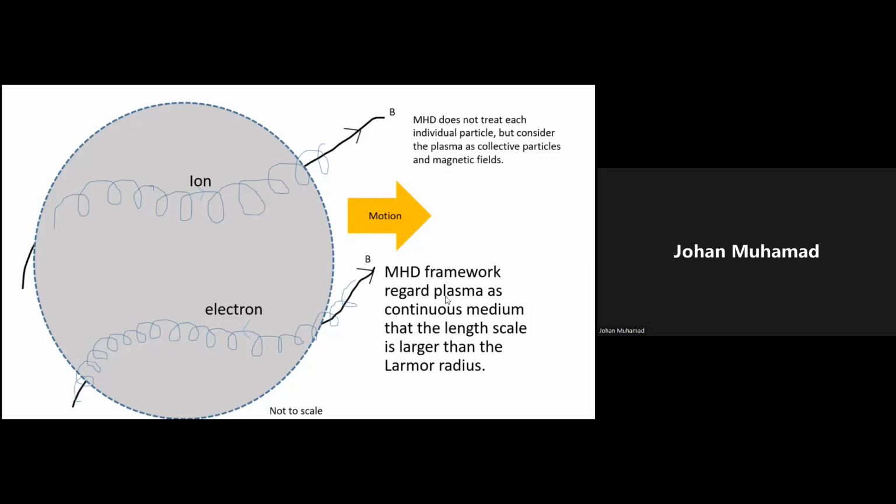The MHD framework regards plasma as a continuous medium, where the length scale is larger than the Larmor radius. So it's very important to understand, first, that the length scale of our subject of interest is much larger than the Debye length, and second, that the length scale is larger than the Larmor radius. Then we can use the MHD framework for our study.